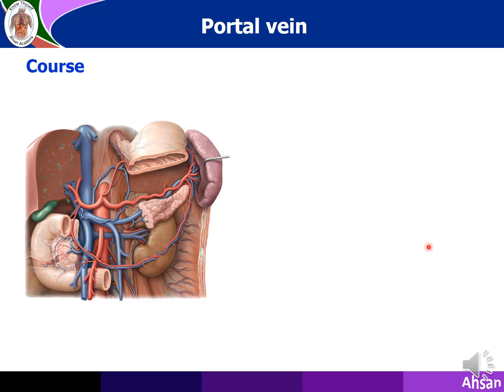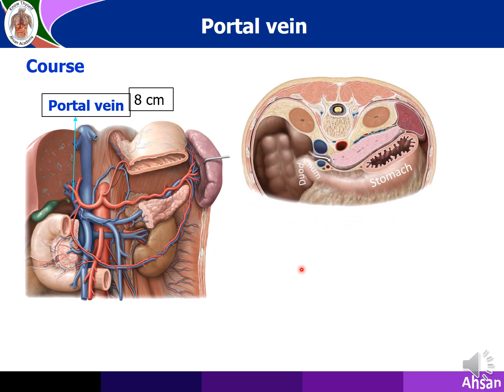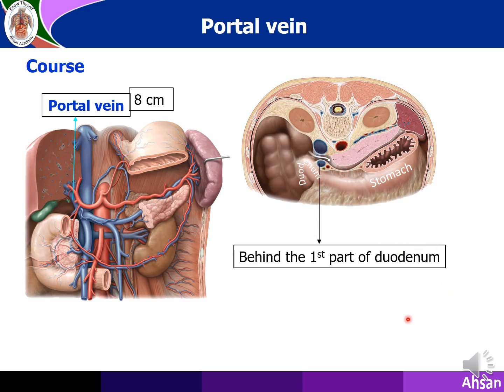Now the portal vein formed here ascends and curves towards the right side to the liver. The portal vein has a very short course, about 8 centimeters, and we can see this is the portal vein. It ascends behind the duodenum. Which part? This is the first part of the duodenum. It is covering this one, so you can see the section. This one is the portal vein behind the first part of the duodenum.